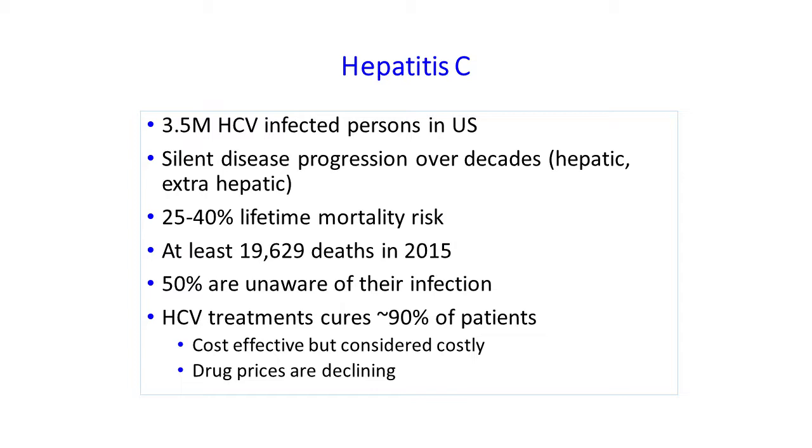Persistently infected individuals are at risk for developing fibrosis, cirrhosis, and hepatocellular carcinoma, and have a 25 to 40% greater likelihood of early death. It is estimated that only 50% of those infected with HCV are aware of their infection, and over 19,600 deaths were attributed to HCV in the United States last year through the National Vital Statistics System.